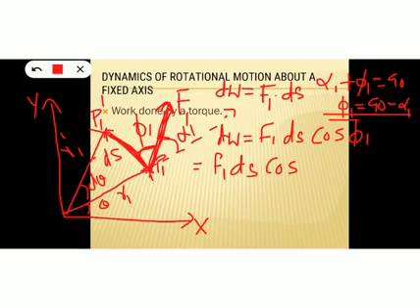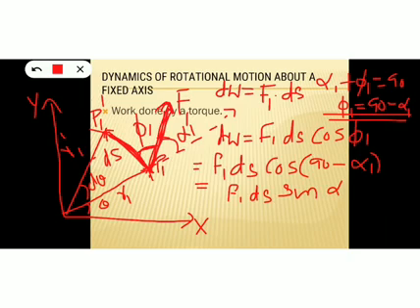Here we already got phi 1 is equal to 90 minus alpha 1. So just substitute phi 1 is equal to 90 minus alpha 1. Cos 90 minus theta is sin theta. So cos 90 minus alpha 1 will be sin alpha 1. So we can rearrange this expression like this, equal to F1 ds sin alpha 1.